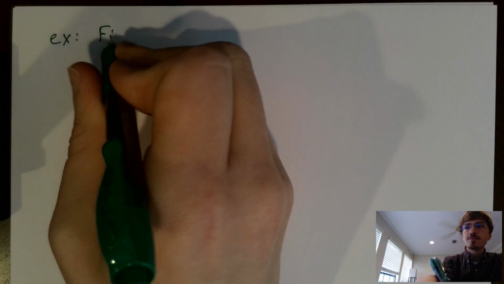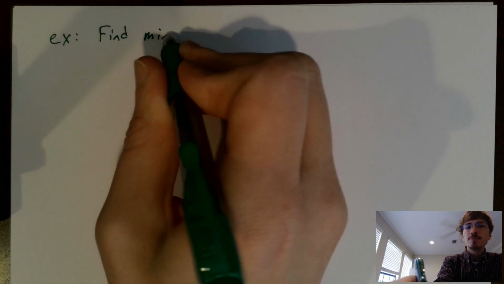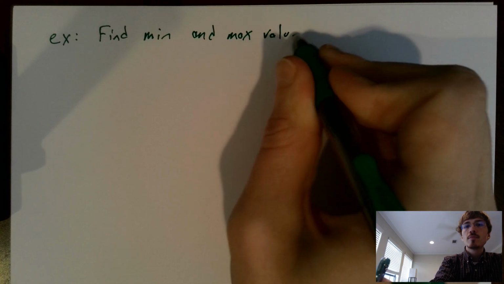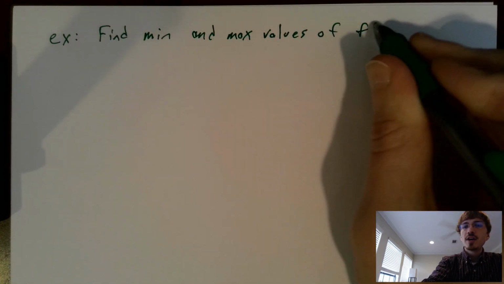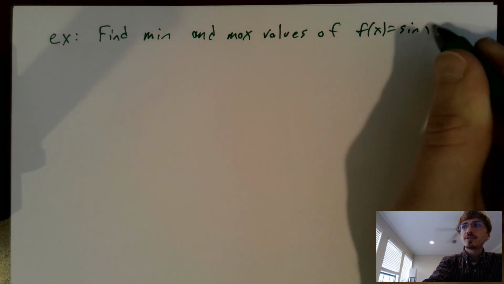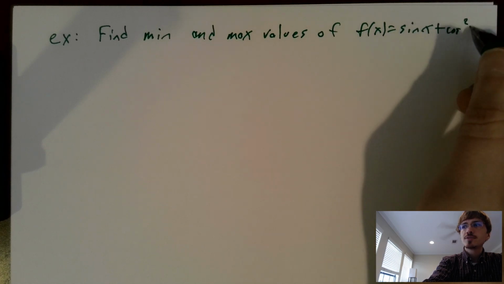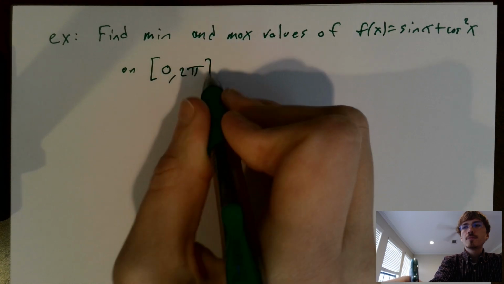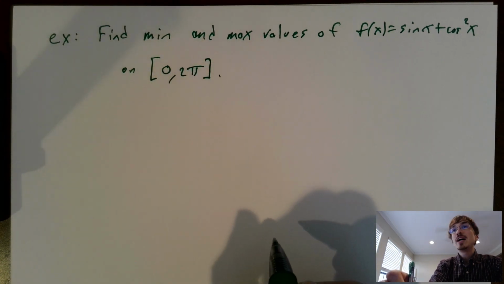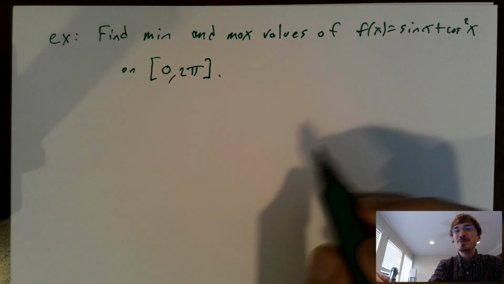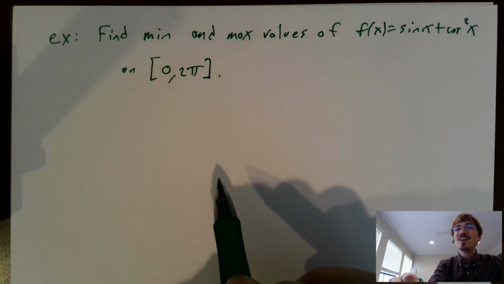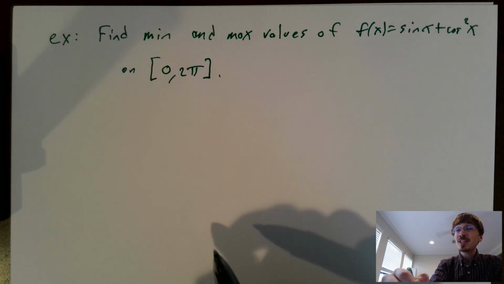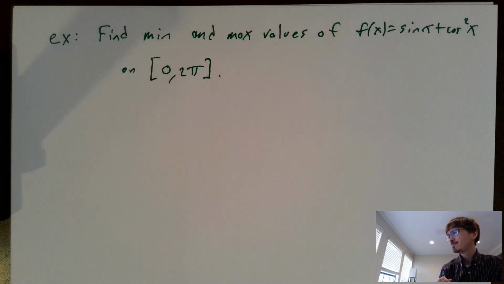Let's find the minimum and maximum values of the function f of x equals sine x plus cosine squared x on the interval from 0 to 2 pi. Yeah, find the absolute minimum and absolute maximum values of this function on the closed bounded interval from 0 to 2 pi. So you have the scheme. Try to pause the video and find this yourself.